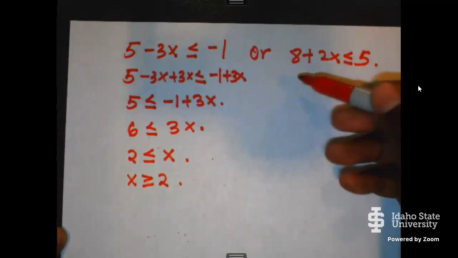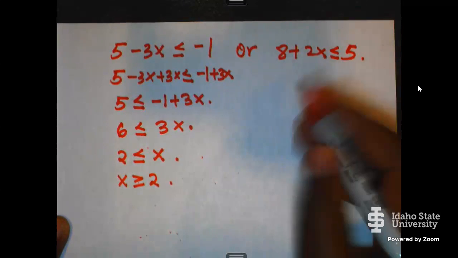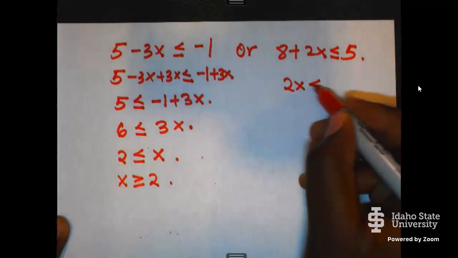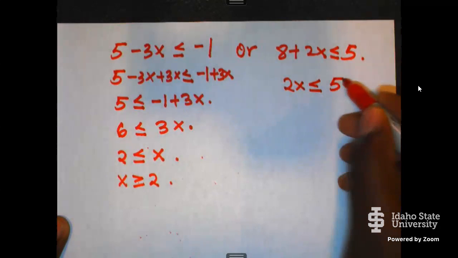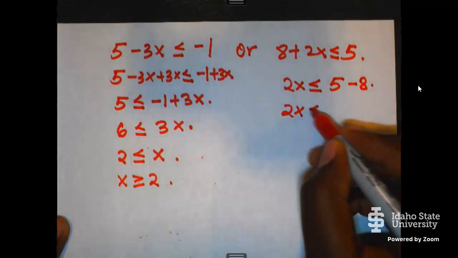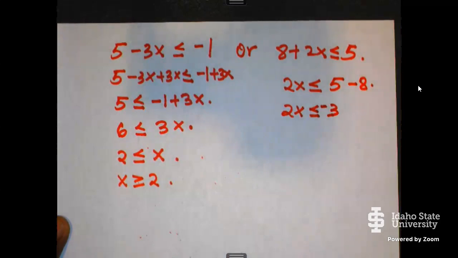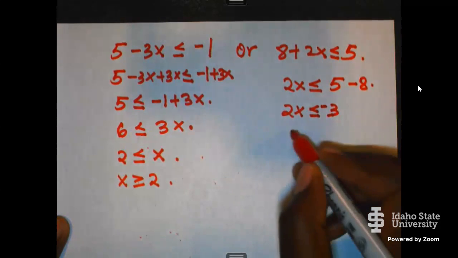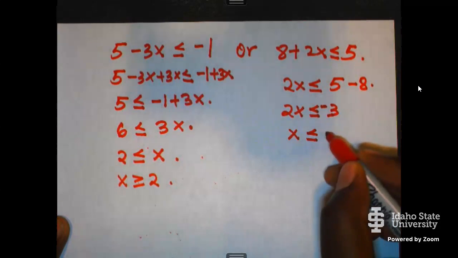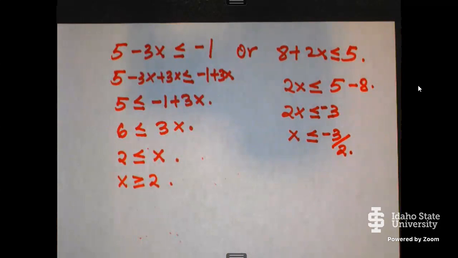All right. So the next one, this other side. So we can take 8 to the other side. So 2x less or equals to what? 5 minus 8. So 2x less or equals to minus what? Minus 3. So x is less or equals to minus 3 over 2. Minus 3 over 2.